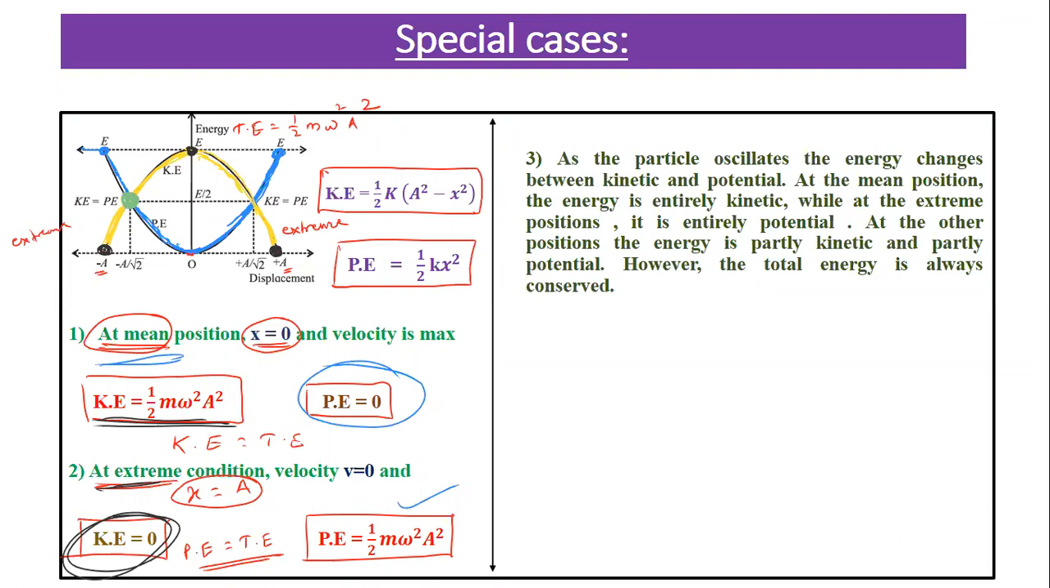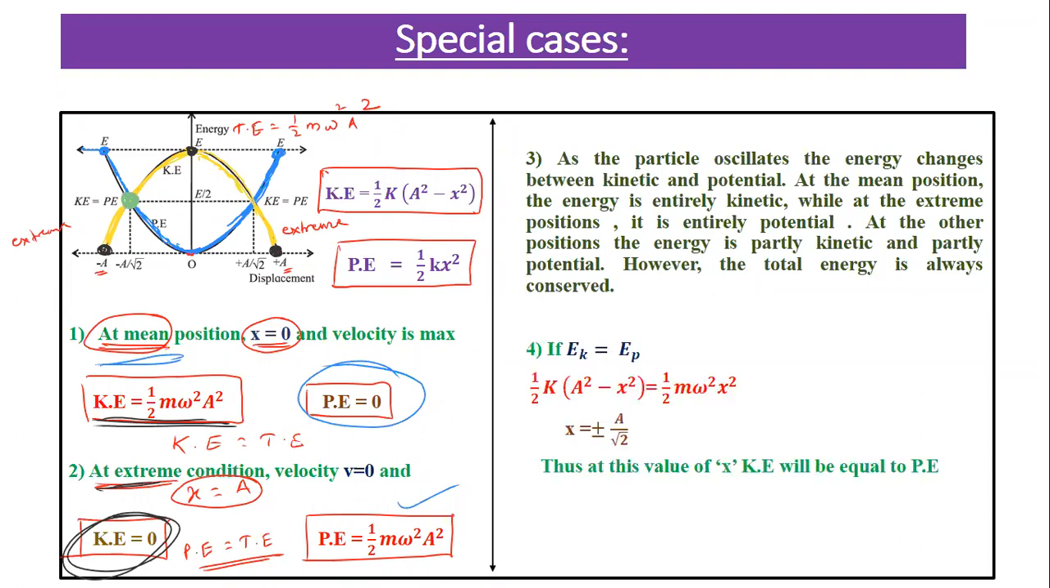Now we obtain the displacement at which both the energies are the same. We use the condition that kinetic energy and potential energy are equal. The kinetic energy formula is half k (a square minus x square), and this is the potential energy formula, half m omega square x square, or instead we can write k. Then this k and this k get cancelled.